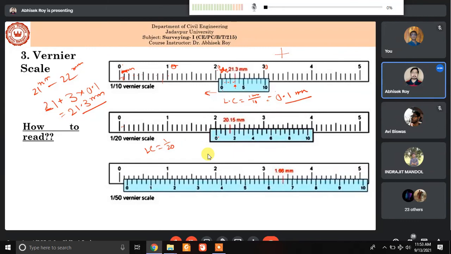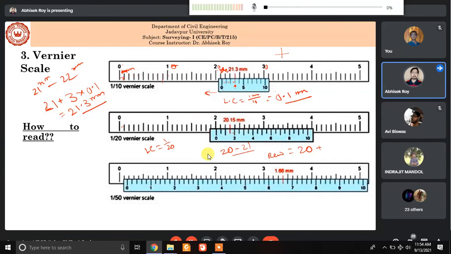Okay. Now you can see here, which line has the 0 crossed? It has crossed 2. That means it has crossed 20 millimeter, but it has not reached 21. So what index are you getting from here? Obviously your data is within 20 to 21. Is that clear? Yes, sir. So your reading will be how much? From the main scale you are getting 20 millimeter, plus the line in the vernier that is exactly matching with the main scale.